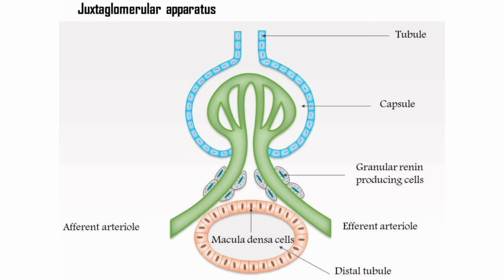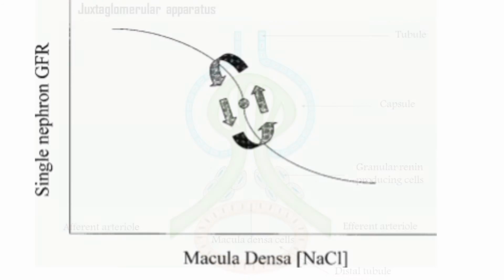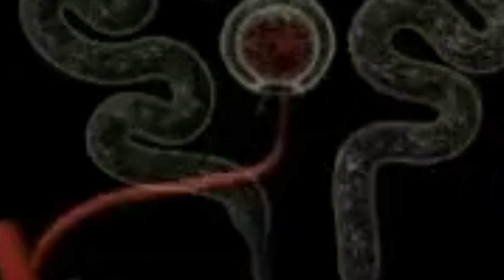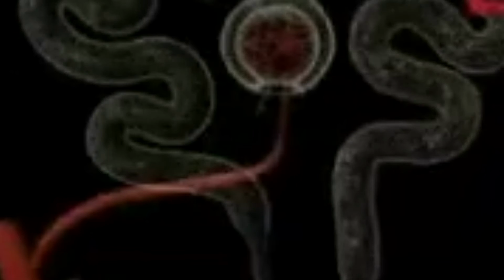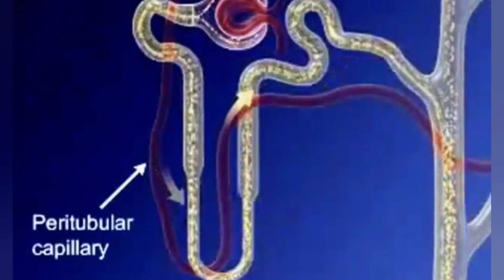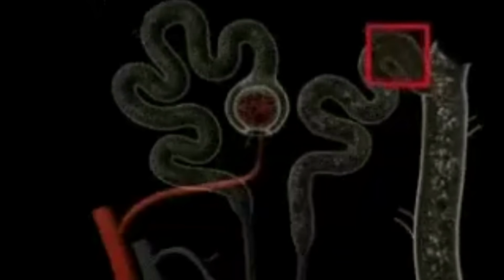Now, what happens if the GFR, that is the glomerular filtration rate, falls? When the GFR falls, it can activate the JG cells, that is the juxtaglomerular cells, to release renin, a hormone which can stimulate the glomerular blood flow, and thereby the GFR comes back to normal. So, this is very important to remember.